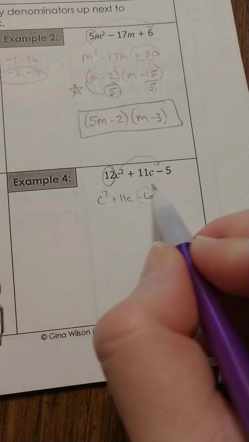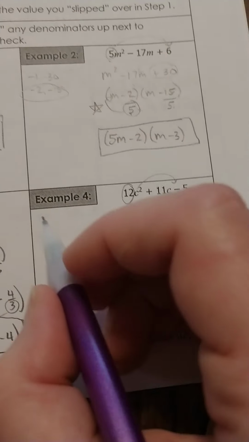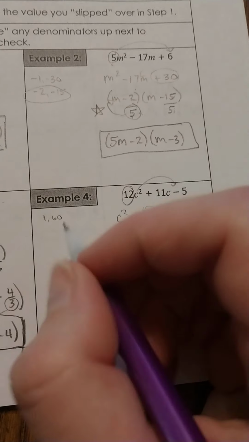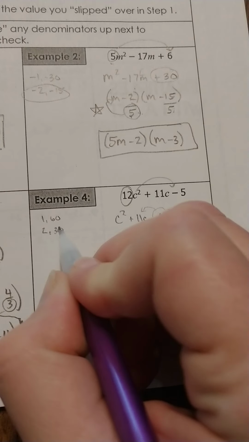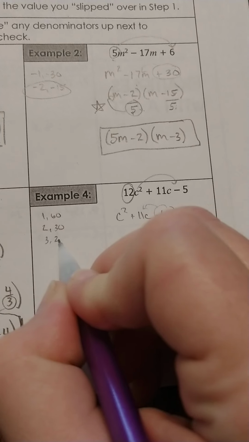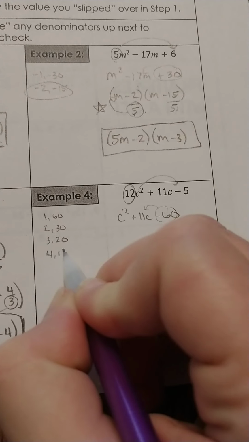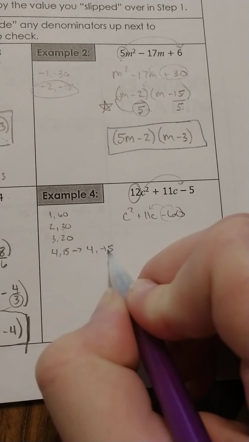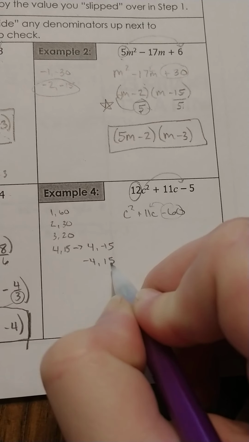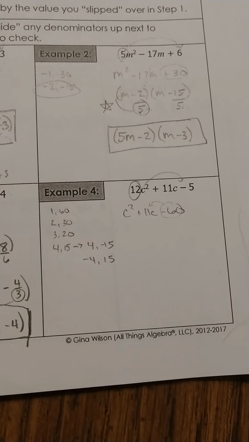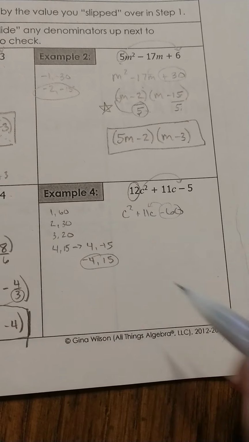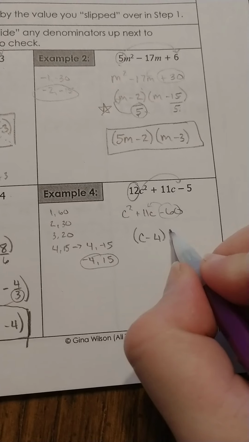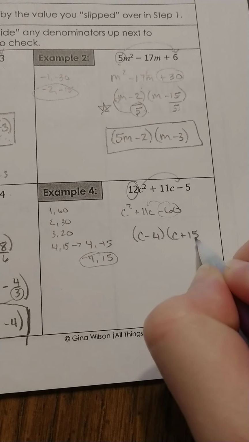I want factors of -60 that add to give me 11. So are 1 and 60 ever going to give me a number close to 11? Nope. 2 and 30? No. 3 and 20? No. 4 and 15? Yes. So it's either a positive 4 and a negative 15 or a negative 4 and a positive 15. Which of those gives me a positive 11? So c minus 4. And then we're going to have c plus 15.